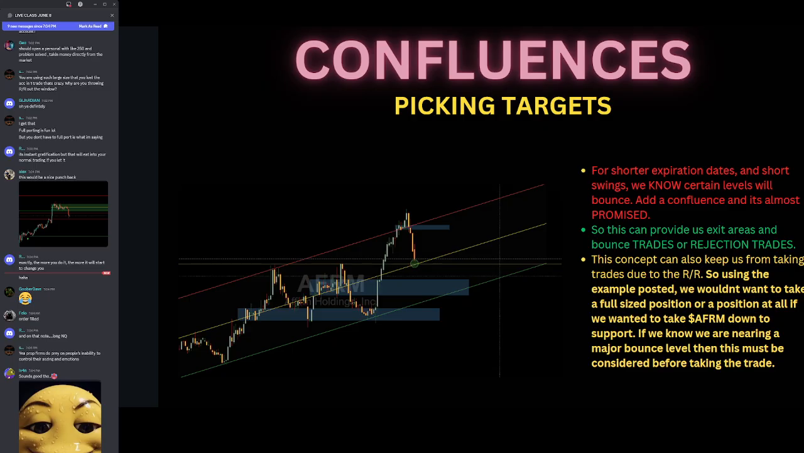So using the example posted, why wouldn't we want to take a full-size position, or a position at all, if we wanted to take a firm down to its support? If we know we are nearing a major bounce level, then this must be considered before taking a trade, which is why if I miss it, I miss it and I get over it. I know that it stings to miss out on your trades, and you're going to accept that you're going to miss a few of the ones that you wanted, but focus on the ones that you can catch and that you do catch.